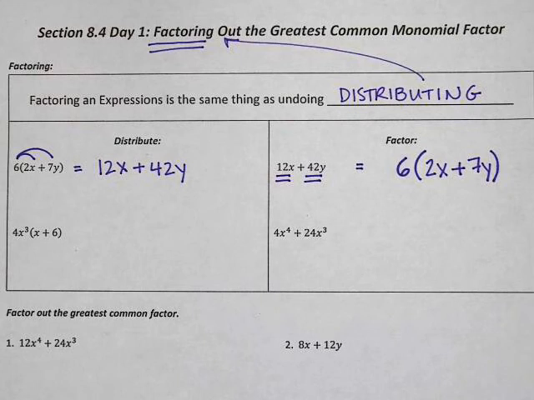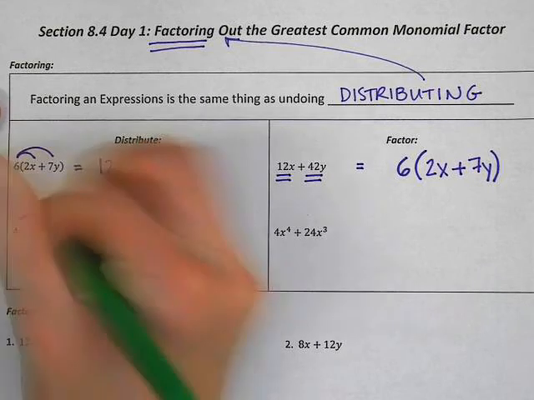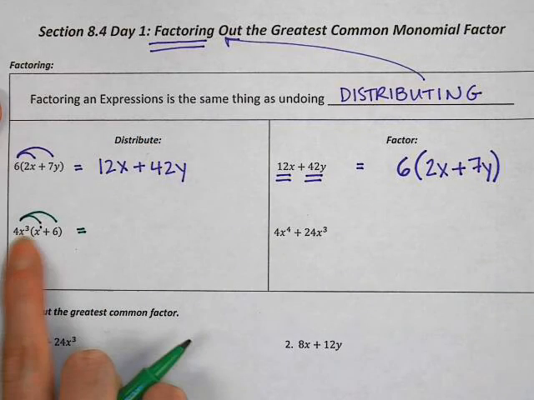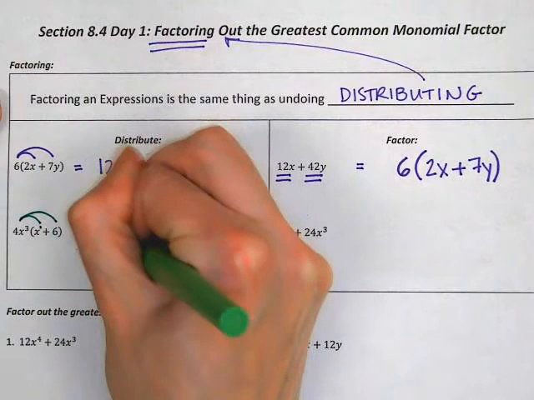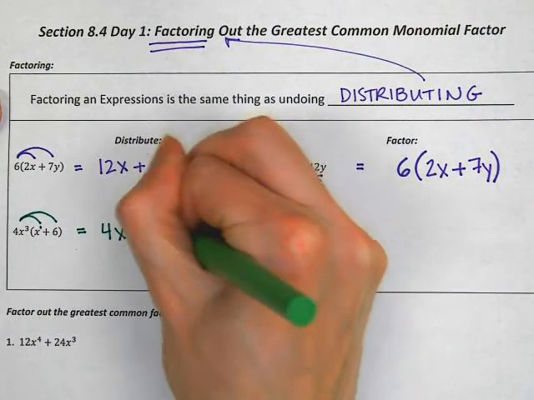Okay, let's do one more warm-up. Go ahead and distribute. So we're going to multiply. This would be 4x to the fourth plus 24x cubed.